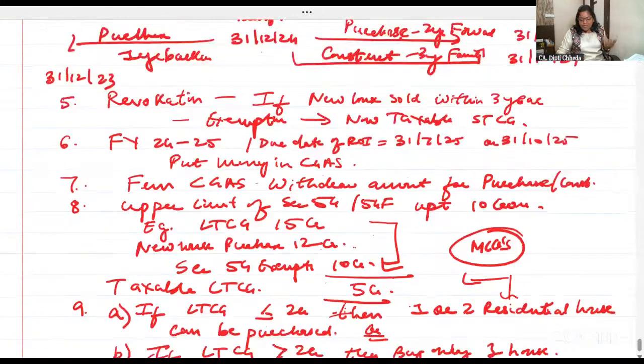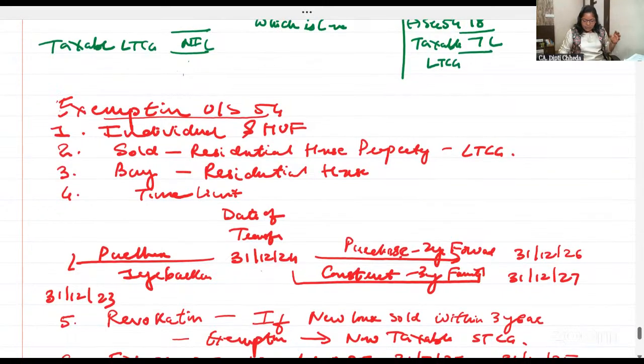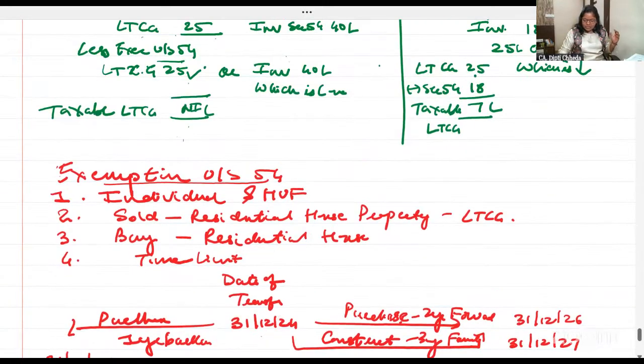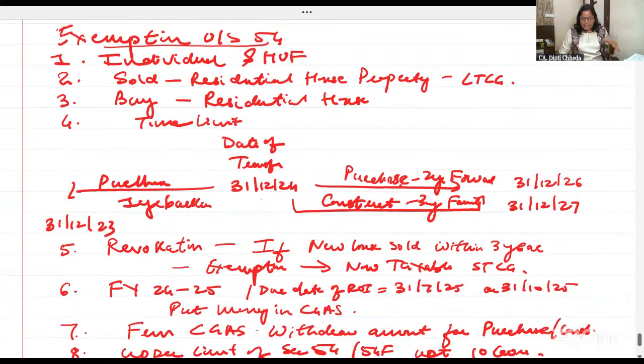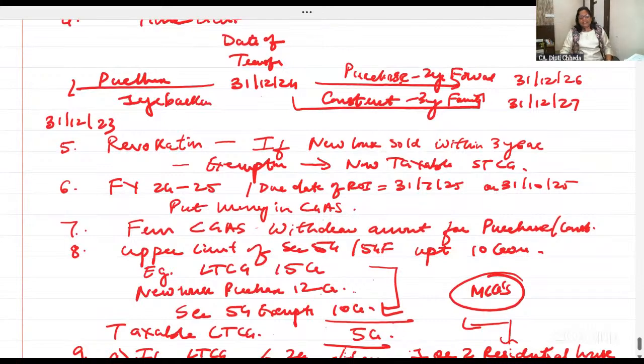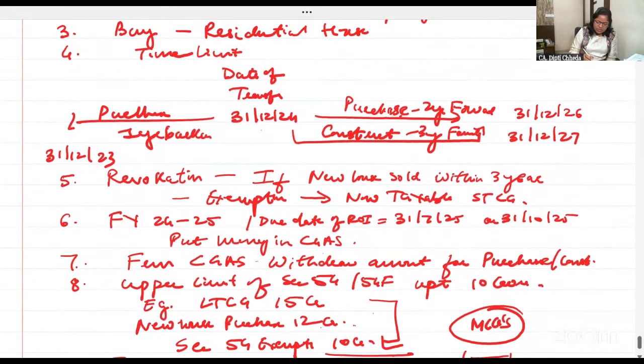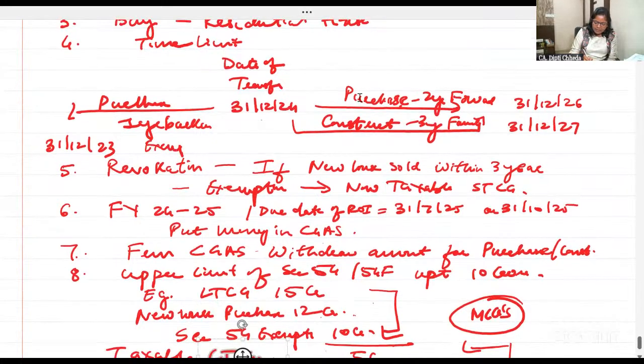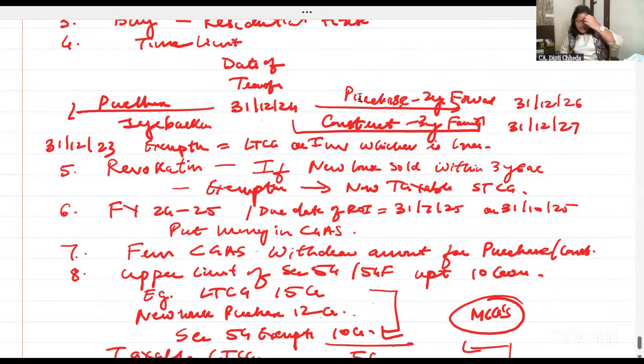Everyone is clear what we are doing. Individual and HUF who sold a residential house and got long-term capital gain, and if they buy another residential house 1 year backward, 2 years forward, or construct 3 years forward, then they can get exemption. After this, actually, one more point should have been, I want all of you to write here. Exemption is equal to long-term capital gain or investment, whichever is lower.